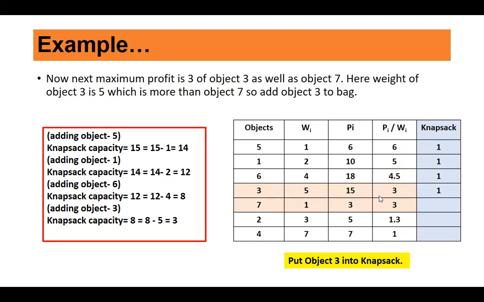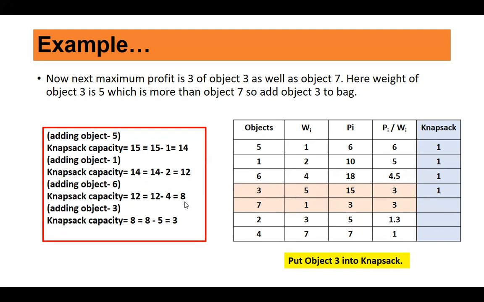Now here you have 2 items with the maximum profit, that is 3 and 3. Both having the same profit. Object 3 and object 7 have the same profit of 3 per kg, right? Now which one to select? So we look at the weight. The weight of object 3 is 5 and object 7 is 1. So we take the object whose weight is more. So now we select object 3 and we put it into the sack.